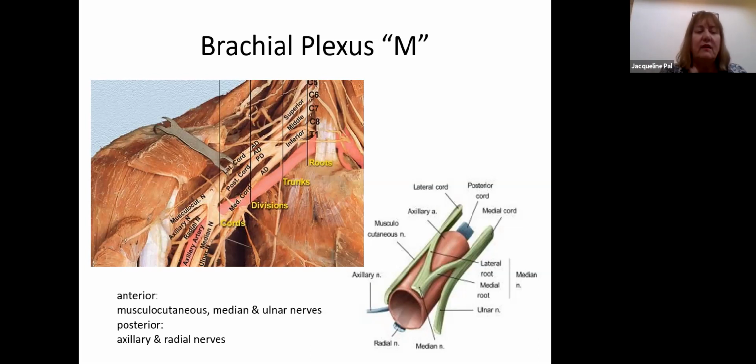So the anterior nerves are going to be starting laterally and going medial, the musculocutaneous, then the median, then the ulnar nerves. And then the 2 posterior nerves, the big one is the radial nerve, and then the axillary nerve is a branch that comes off the radial nerve.